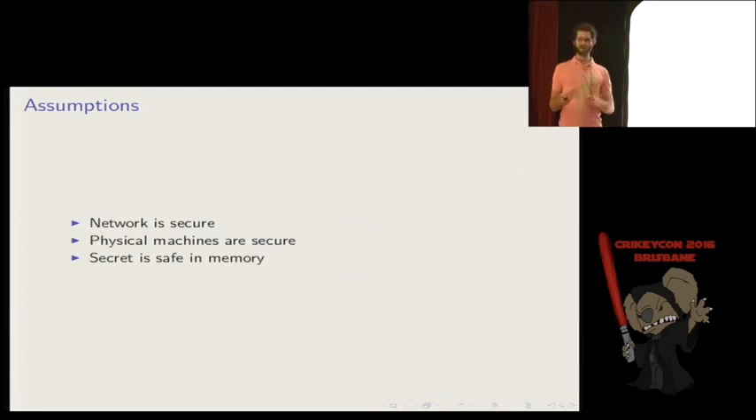So there are some assumptions. The assumption is that in this kind of secure network context, the network is in fact secure, that your physical machines are secure, and that the secret is going to be safe in memory. So obviously we know that's not always the case. That's not actually the problem we're trying to solve here today. So application security is important, but that's a different problem.